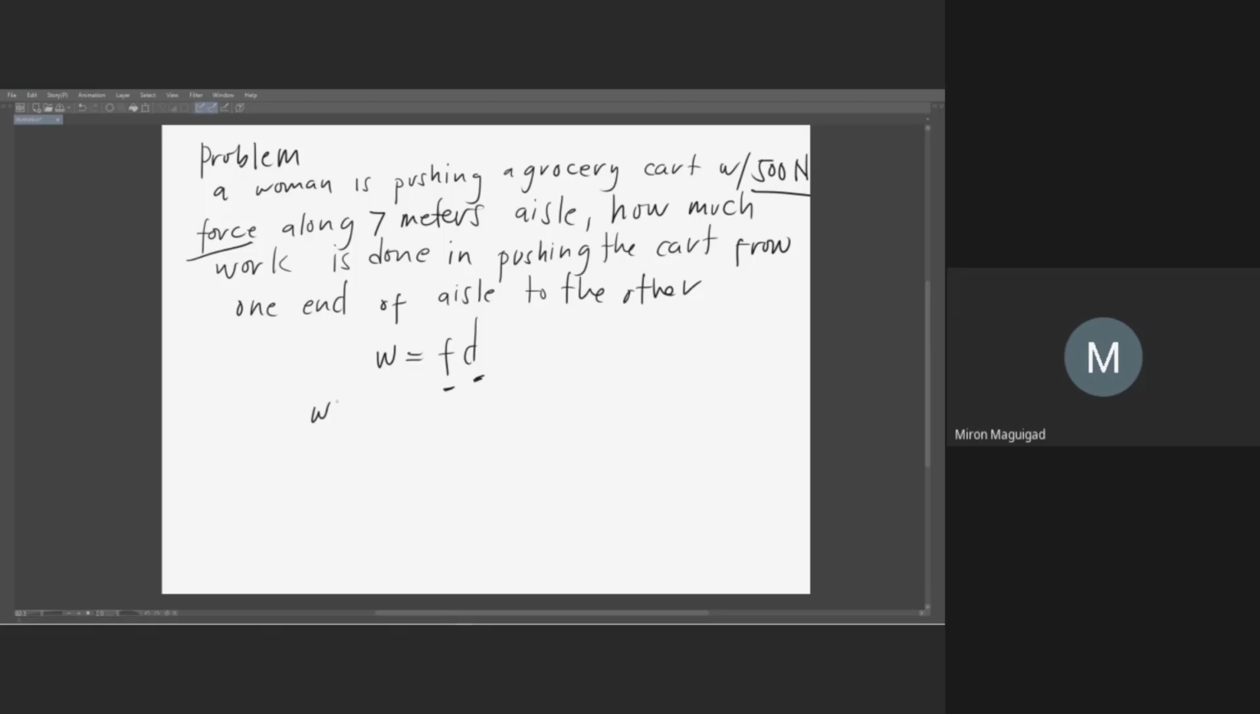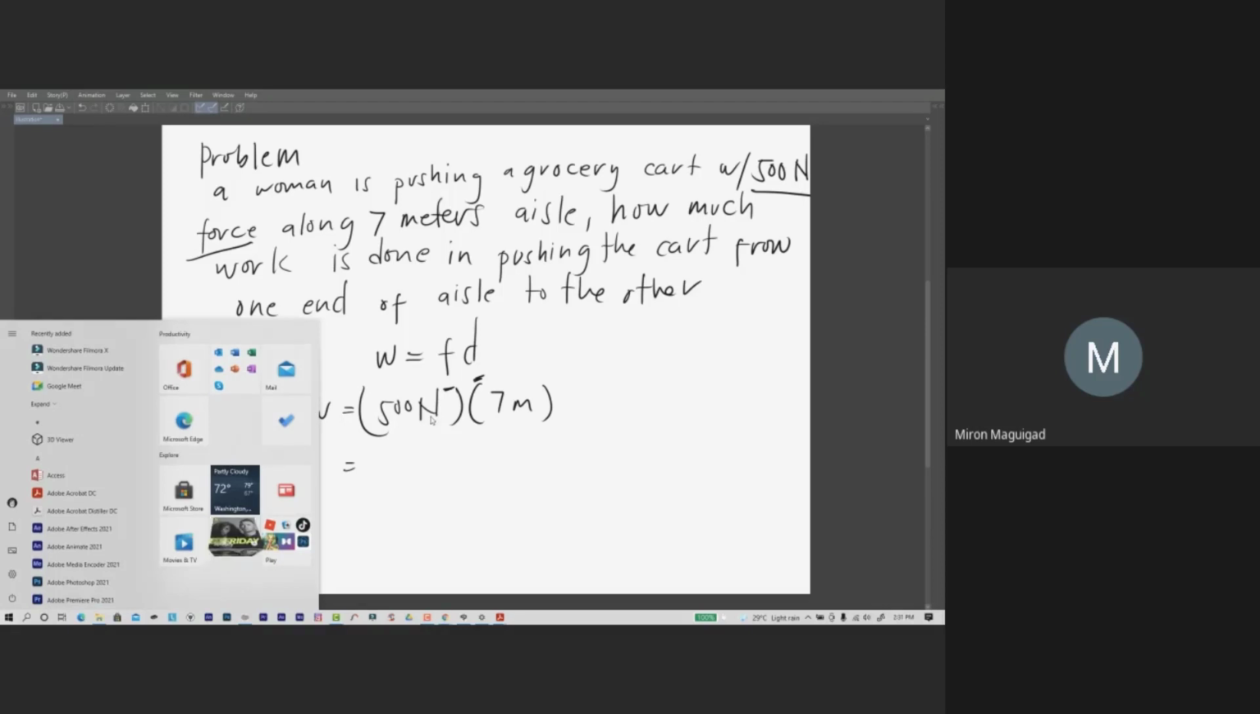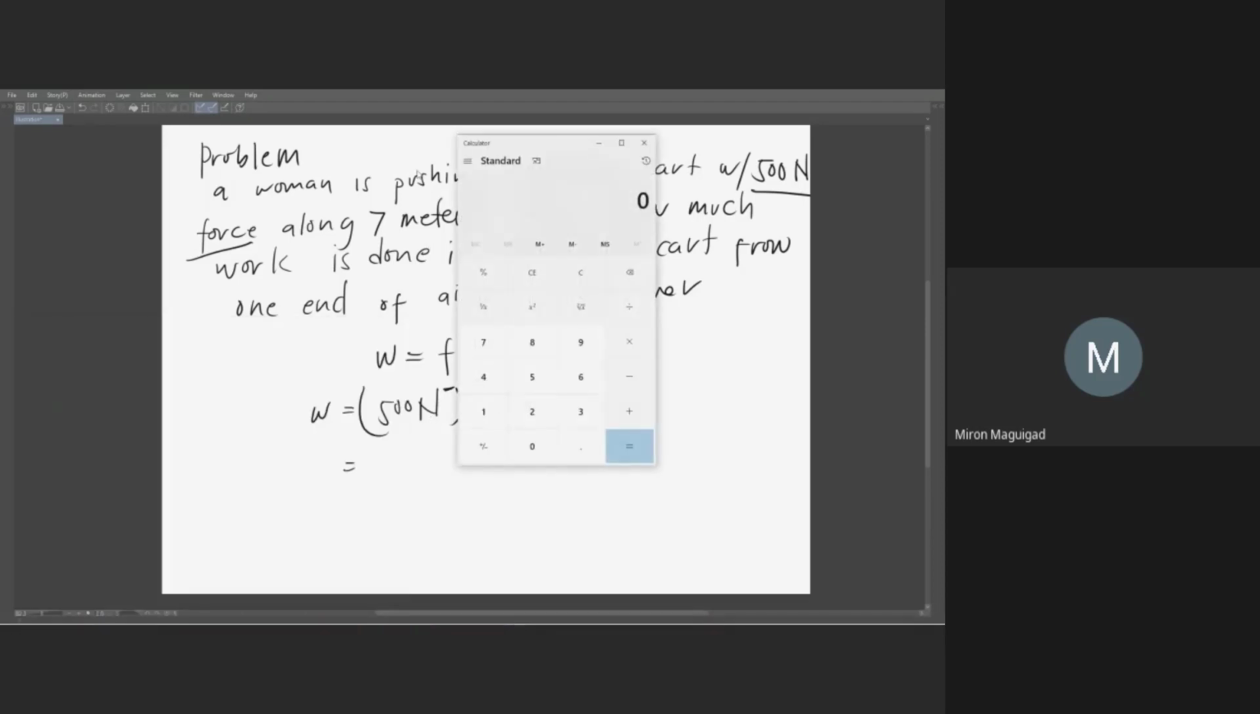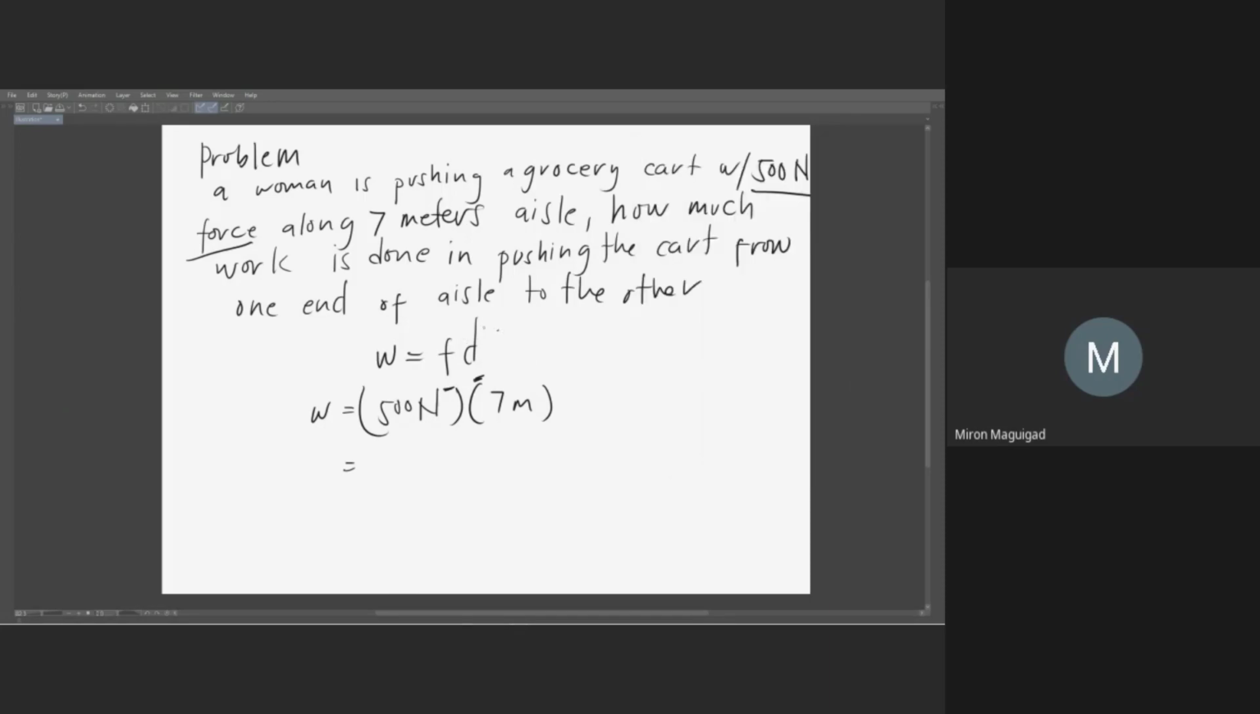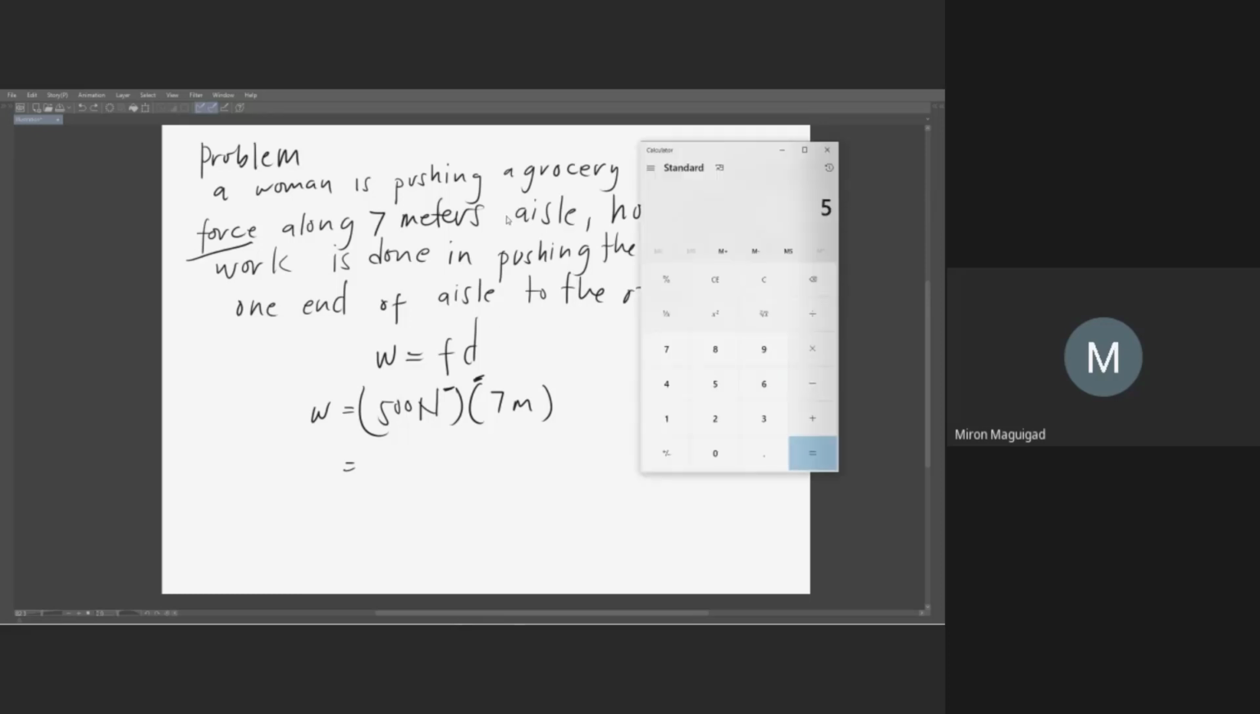Let us replace the variable with numbers. So we have 500 Newton for force, then a distance of 7 meters. What are we going to do with these two numbers? We said to get the product. When we say product, it is pertaining to multiplication. Let's have 500 multiplied by 7. Let us see.